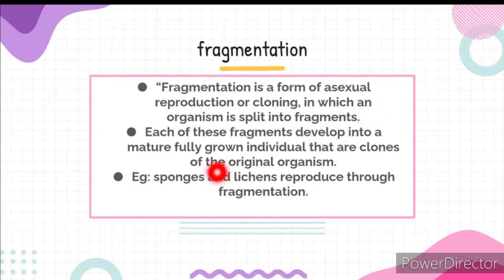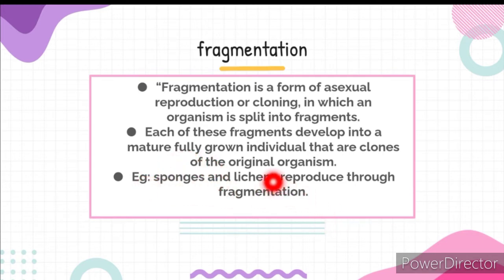into fragments. Each of these fragments develops into a mature, fully grown individual that is a clone of the original organism. In this process, each of these fragments is going to develop into a mature, fully grown individual. Individual means, if we are talking about a person, an individual person is going to grow fully. That is fragmentation. But here we are not talking about animals but plants. It was just for example.